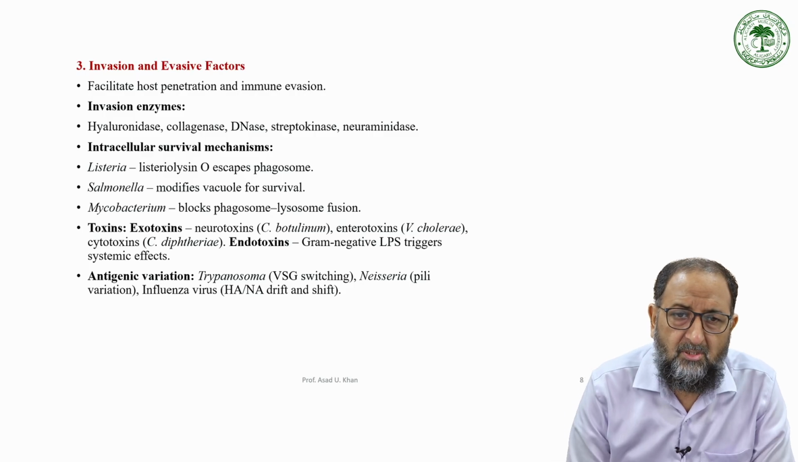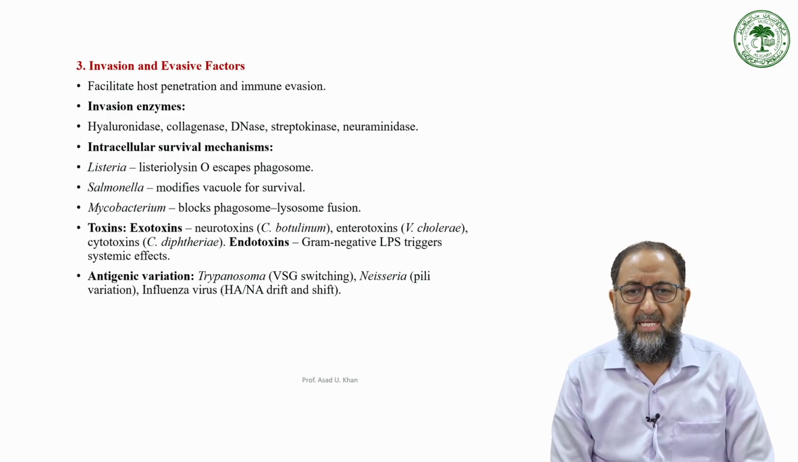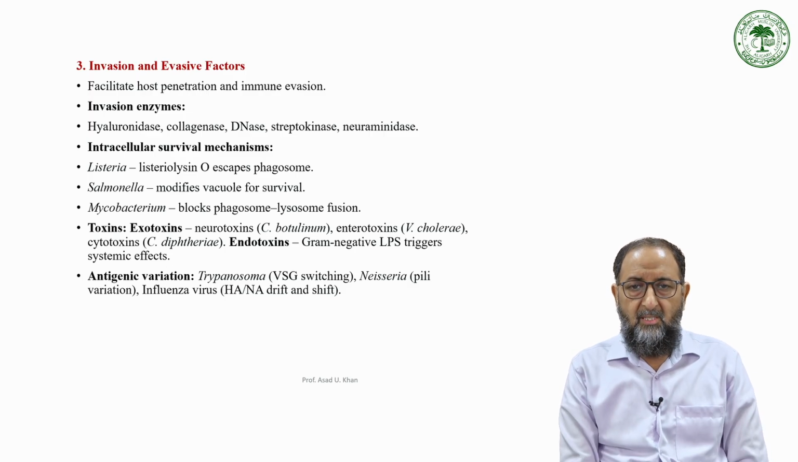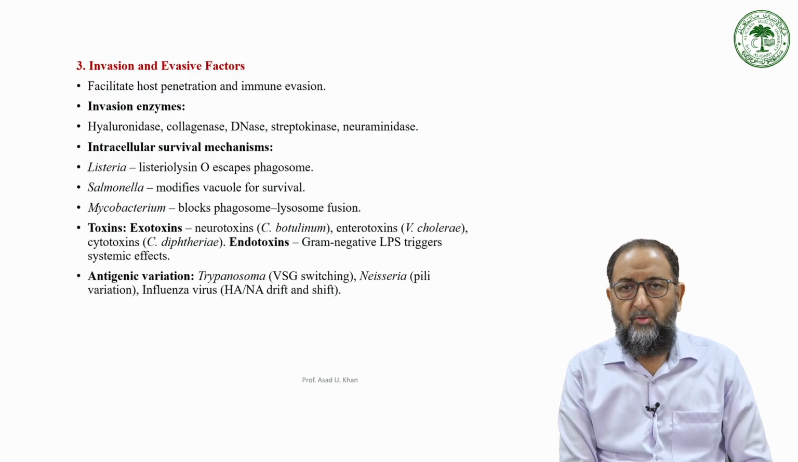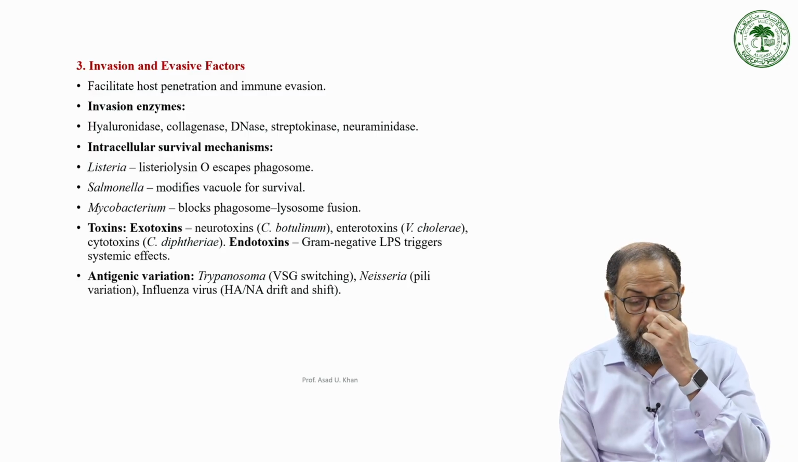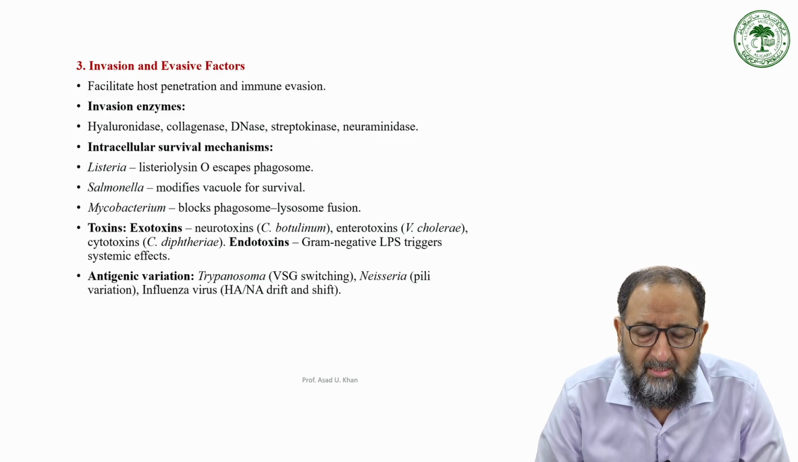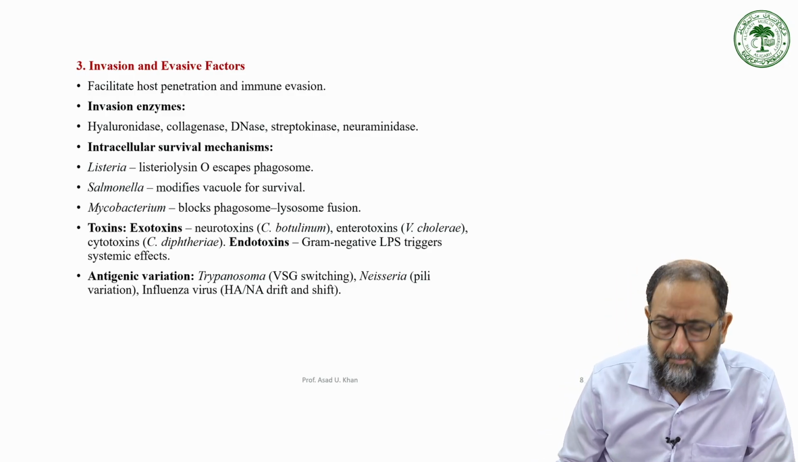Toxins and exotoxins: there are neurotoxins, for example, Clostridium botulinum. Then enterotoxin, we have Vibrio cholerae. Then we have cytotoxin like Corynebacterium diphtheriae, and endotoxins like gram-negative LPS trigger systemic effects. So these two categories of toxins, exotoxins and endotoxins, are produced by bacteria to defend themselves and to cause more severe infection in the host cell.